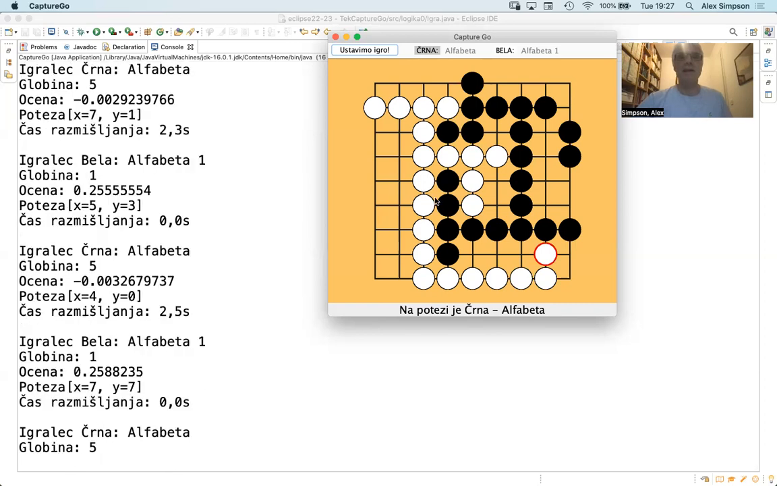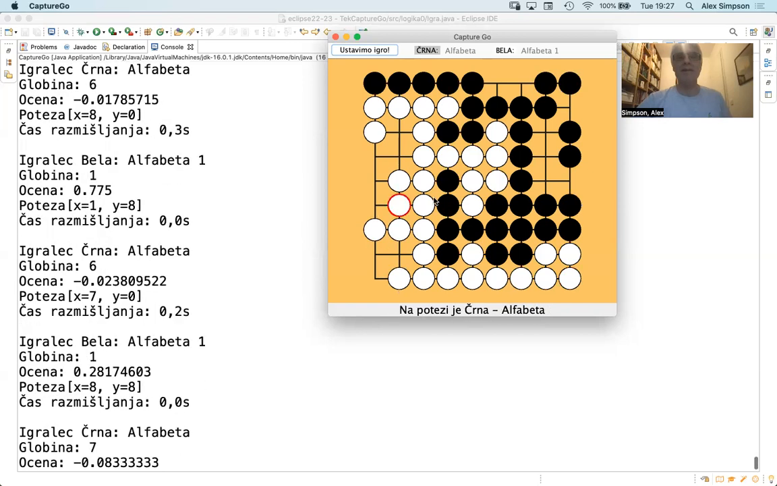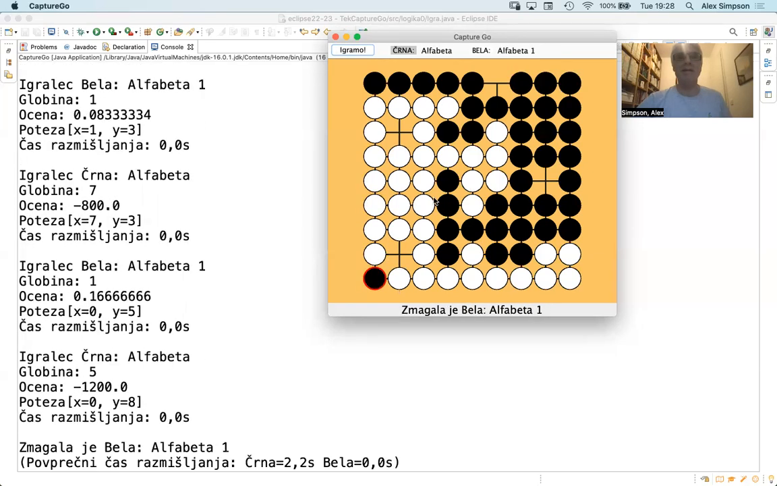So you can see that white looks like it's doing rather well here. Might even win this game, which is not going to be. Yes, white won the game. So that's not a good advert for the alpha beta algorithm. That almost never happens, but it does sometimes happen. So the way the... let's run it again.